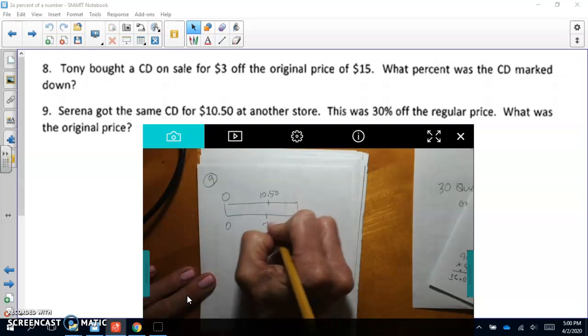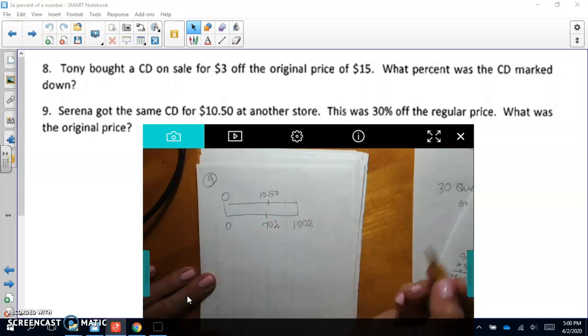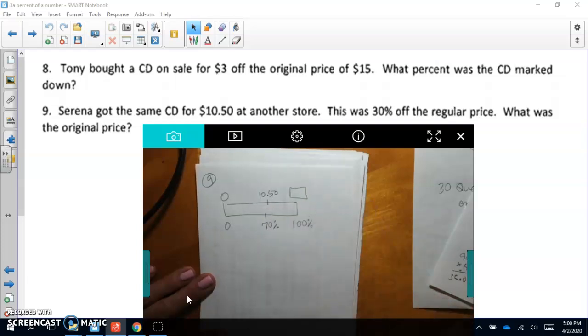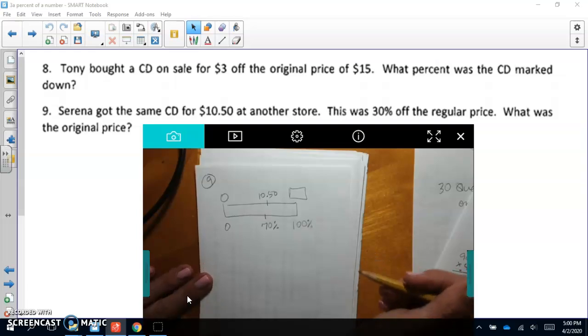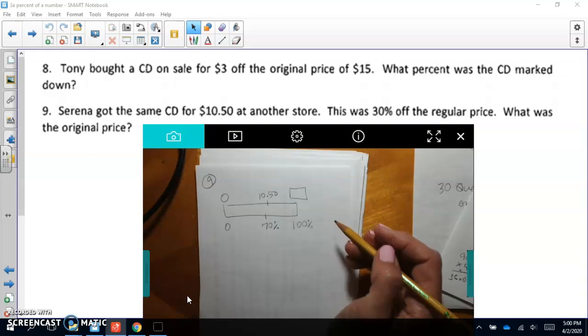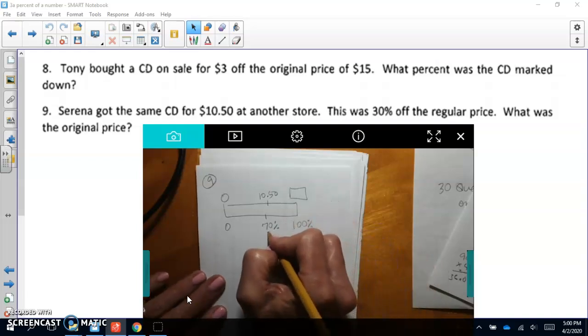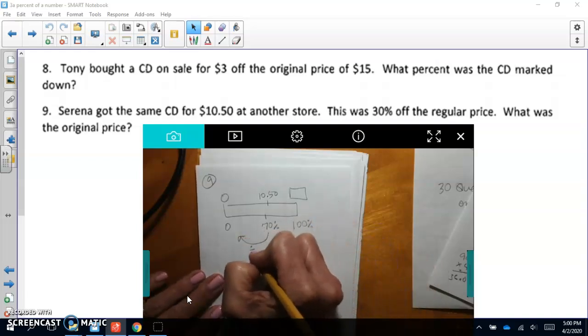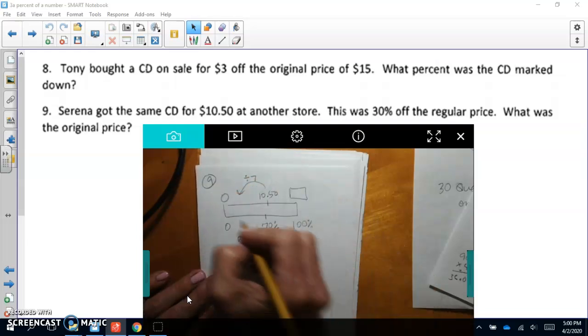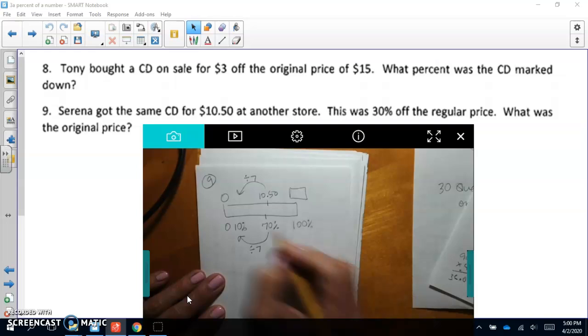So that means she had to pay 70%. What was the original price? So we want to know what's the full price. What do we save? So let's see. If we can get down to 10% maybe, that would be easy. So let's divide by 7. Divide by 7. That will give us 10%.